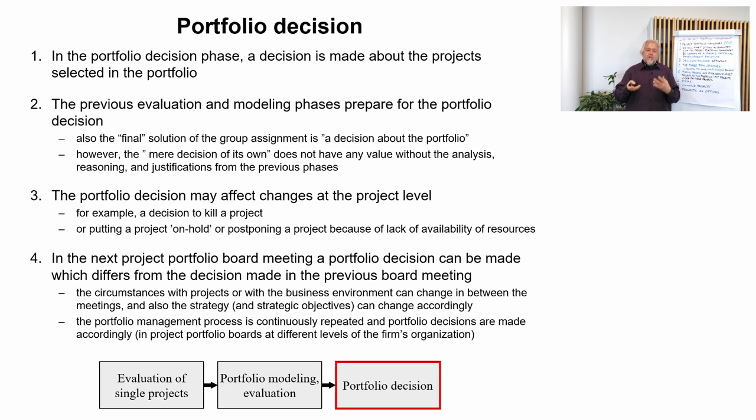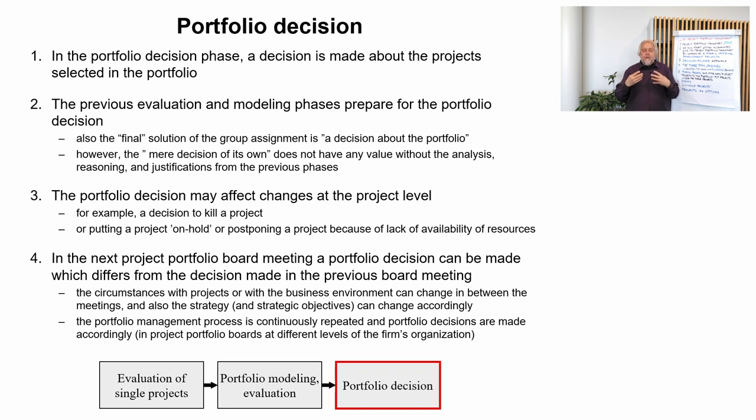And the previous evaluation and modeling phases prepare for this portfolio decision. And in this second item, we have this bullet that also the final solution of your group assignment is a decision about the portfolio. However, the mere decision on its own doesn't have any value without the analysis, reasoning and justifications from the previous phases. So we must have these bubble diagrams, this elaboration, maybe written reasoning about why we have created this kind of a portfolio.